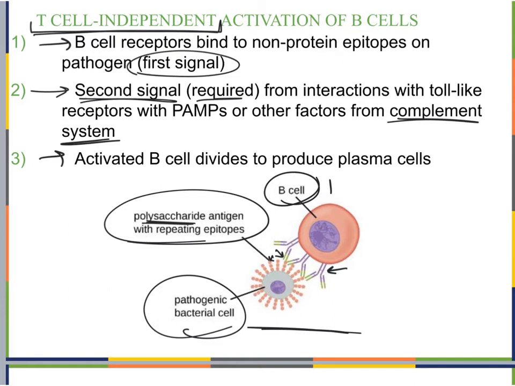In T cell independent activation, what we're seeing here in this illustration is the first signal. The B cell is going to interact with the polysaccharide antigen or nucleic acid or whatever, and then it has to wait for a second signal.